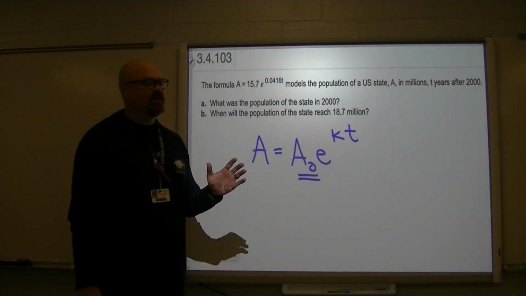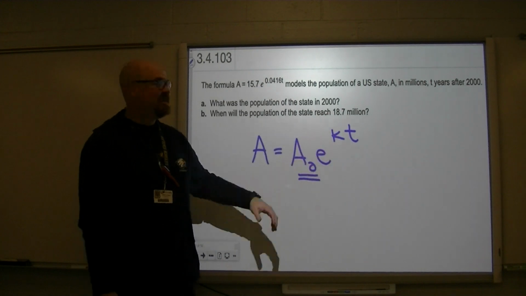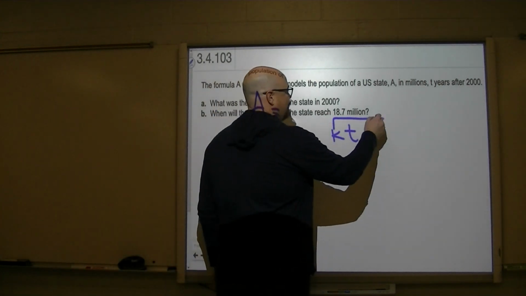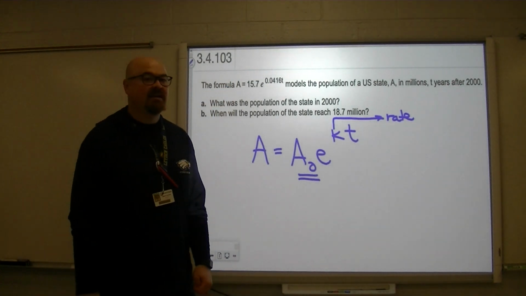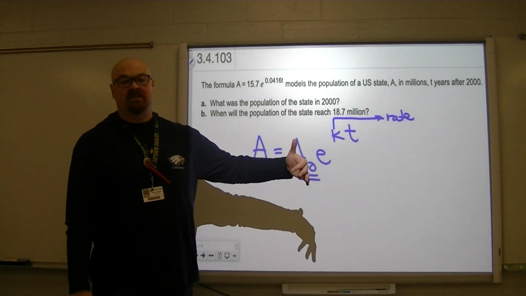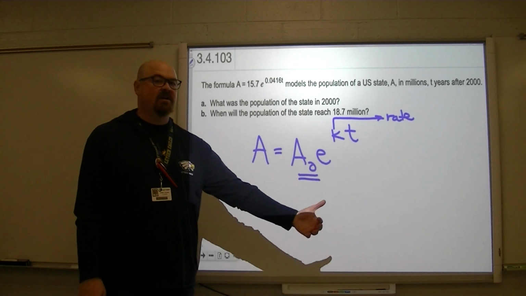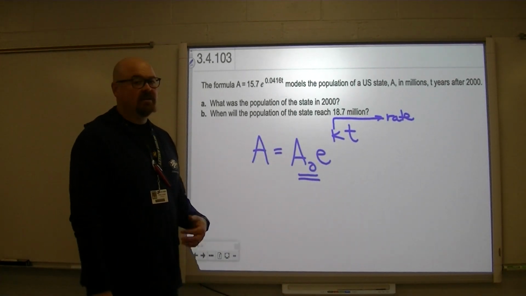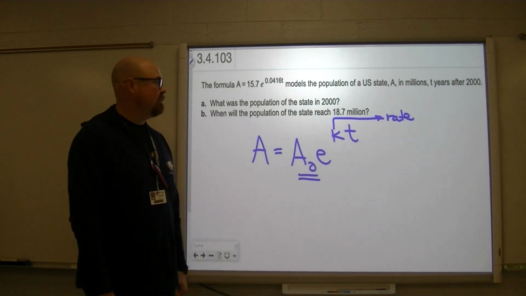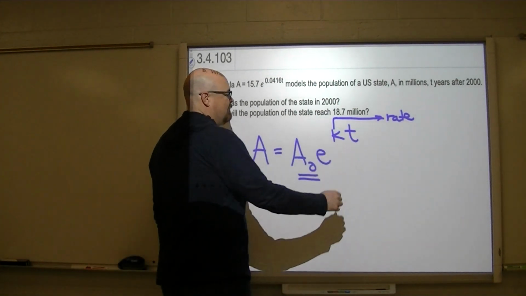K is where it gets a little wonky, because K is a rate. This is the growth rate in this case, and it's going to have to be turned into a decimal. A lot of times it's given as a percentage, and you're going to have to turn that into a decimal. You'll see that when we see the continually compounded interest questions. And then T obviously is a unit of time.